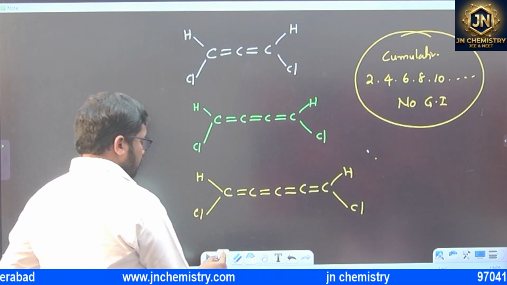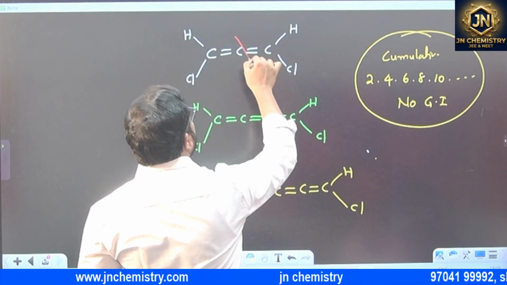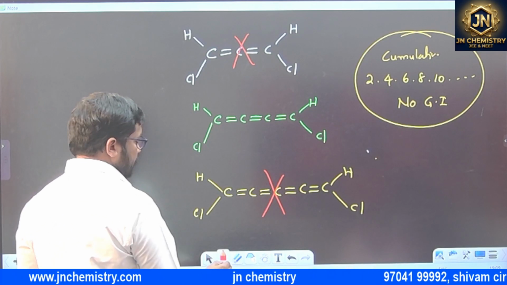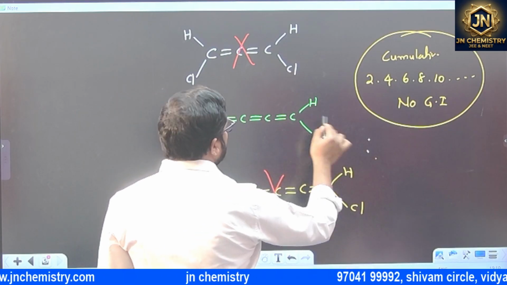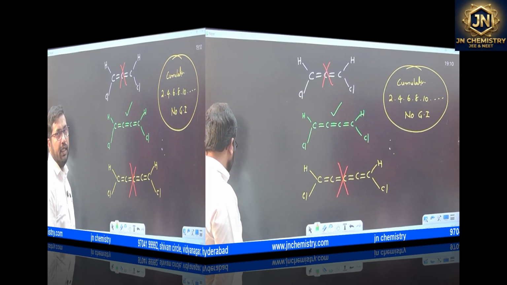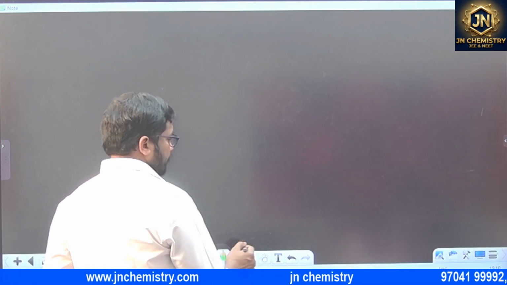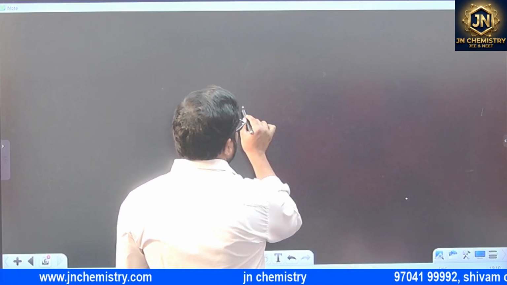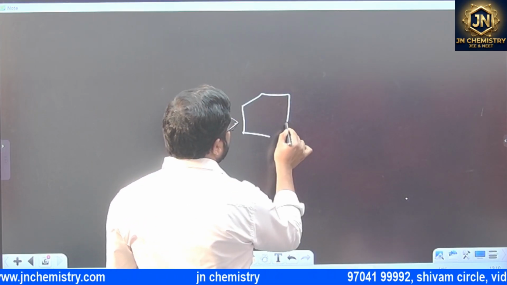So this one won't show GI. This one also won't show GI. The green color is given the green. And I told one more important thing. Is this showing the geometrical isomerism?